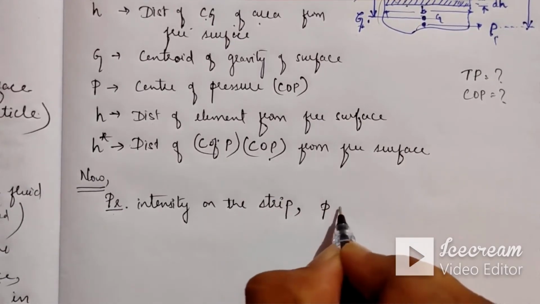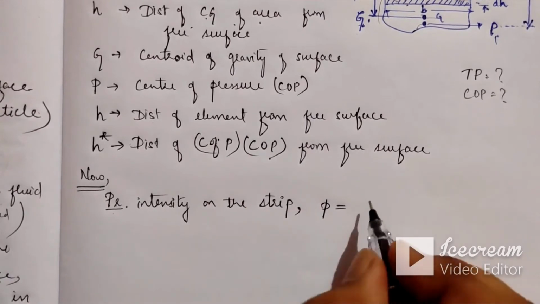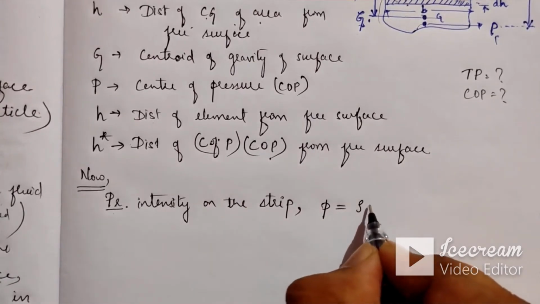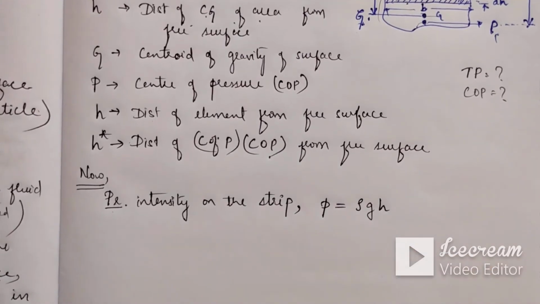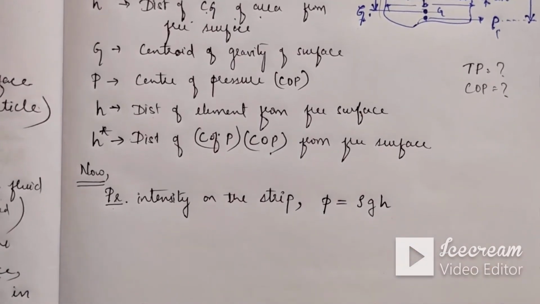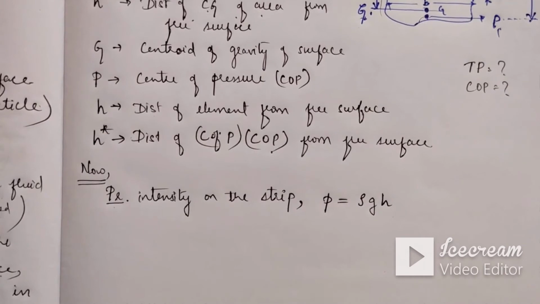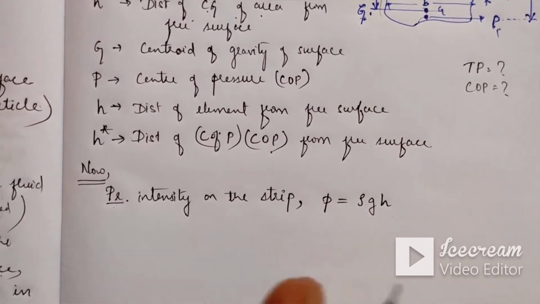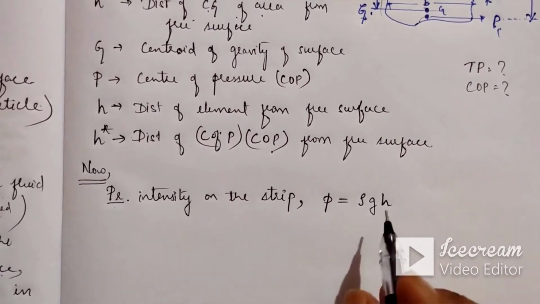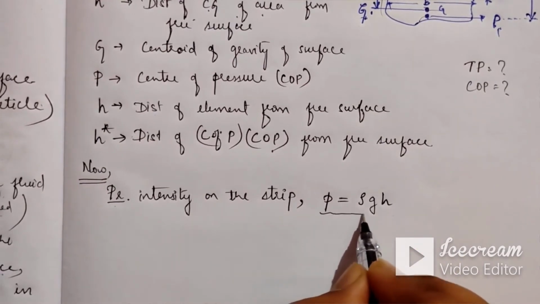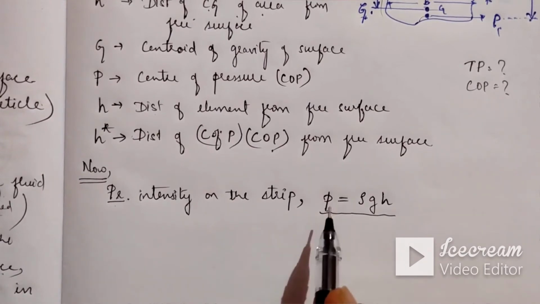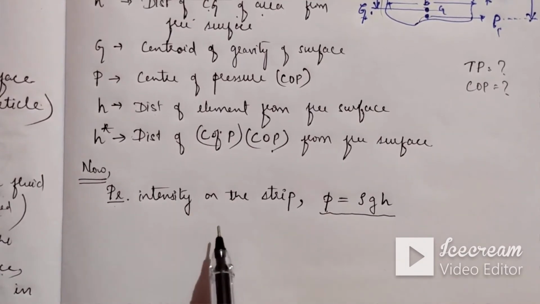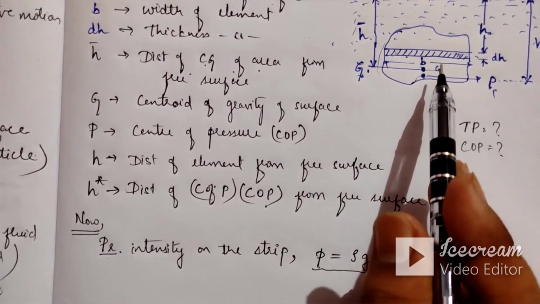Okay, what is that? So P is equal to, what is the formula? Well known formula, rho g h, rho into g into h. You already learnt in your first chapter. So in this fluid mechanics, every module is linking with another: module 2 is linking with module 1, module 3 is linking with module 2, like that. So P is equal to rho g h, right? So this is the pressure intensity on the strip.